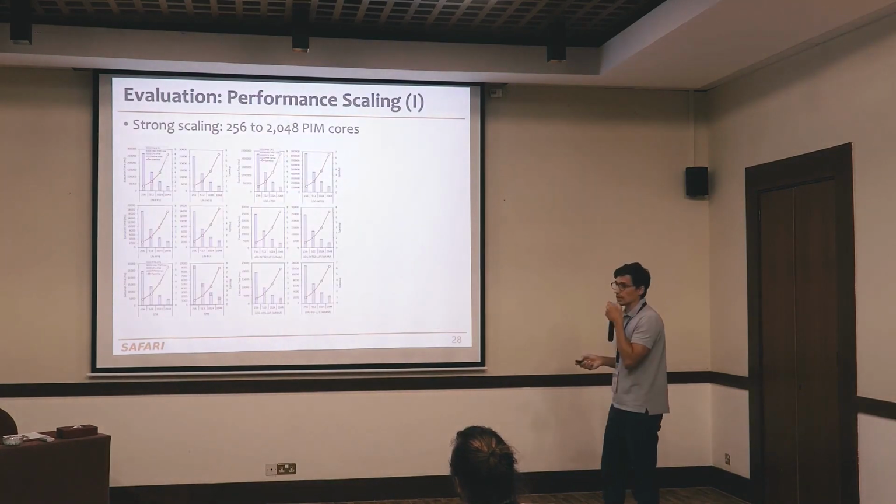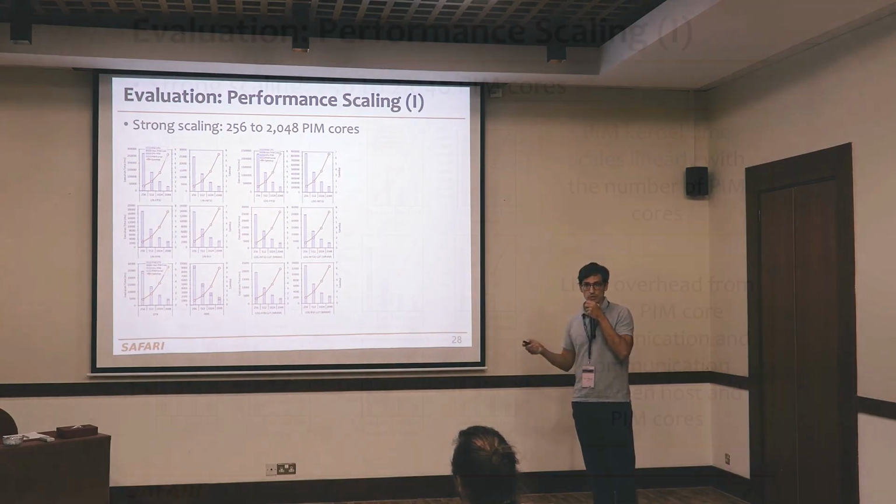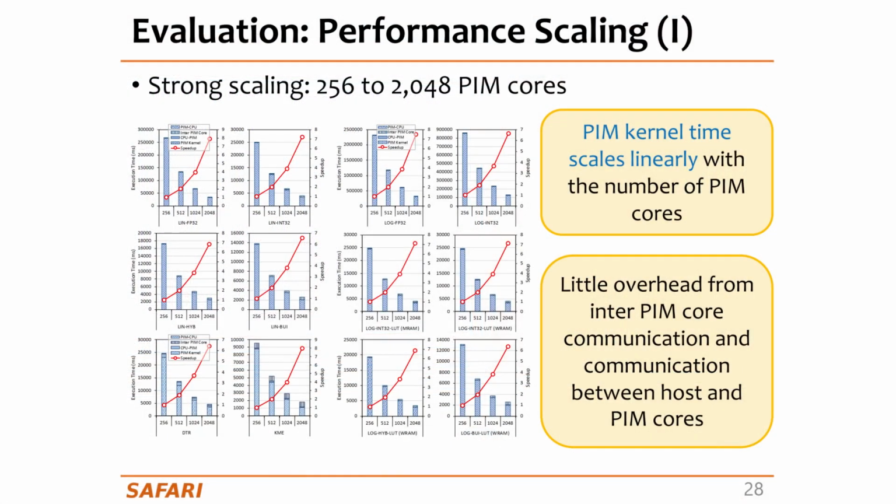Okay, I also have this slide about performance scaling. In the paper, you can see the strong scaling and weak scaling analysis. Here in these slides is only strong scaling. This is for all the different versions that we generated: the four versions of linear regression here, logistic regression here, and here we have decision tree and k-means. As you see, scaling is pretty good in all cases. The kernel time scales linearly.